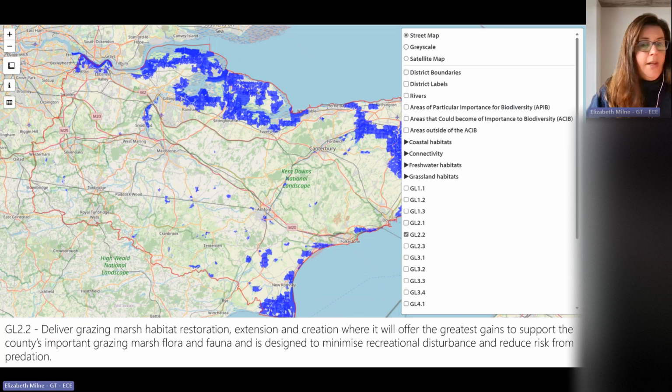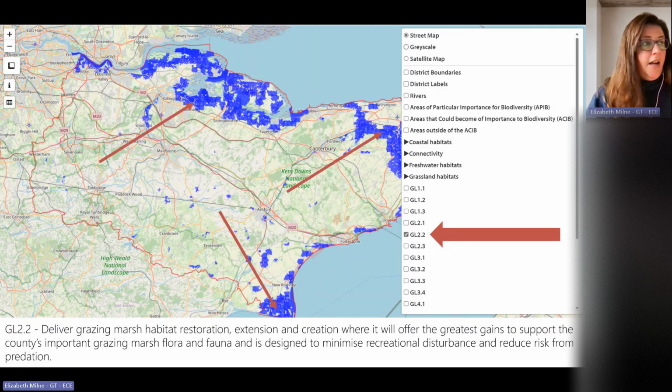So going on the basis, we're going to have a look at the potential measure GL 2.2, which is something that we've looked at a couple of times in this presentation. You simply select the number in the mapping tool, and everything that comes up blue indicates where opportunities for delivery of that potential measure have been identified to exist.